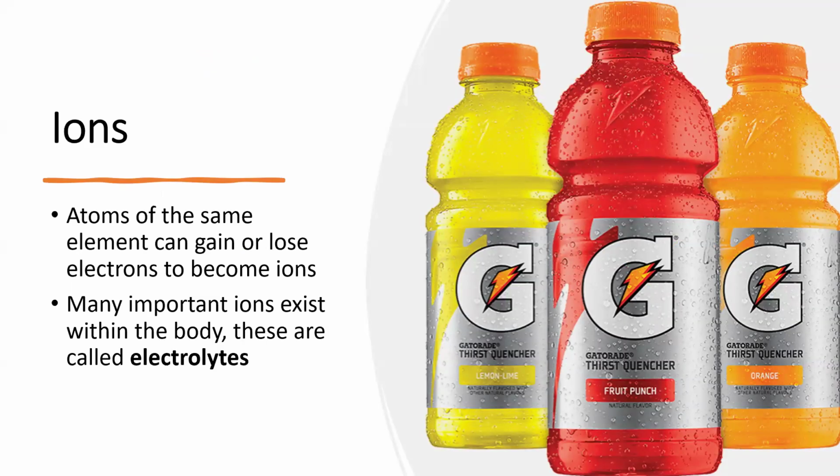Electrons can also be different. Right? Electrons can be exchanged between atoms. They can gain electrons, they can lose electrons. Electrons are negatively charged. So if something gains electron, then it becomes negative.